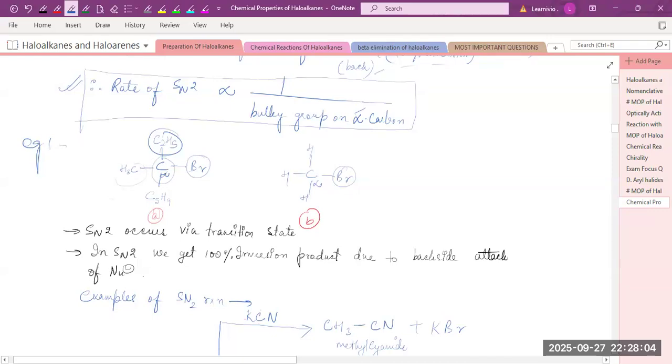You can see the bulky groups here. And here in the second compound, you can see only hydrogen is present, which means there is no bulky group on the alpha carbon. So the more bulky groups on the alpha carbon, the less will be the rate of nucleophilic substitution reaction, because it has an inverse relationship. So between A and B, Ali, tell me which one will have the faster rate of reaction?